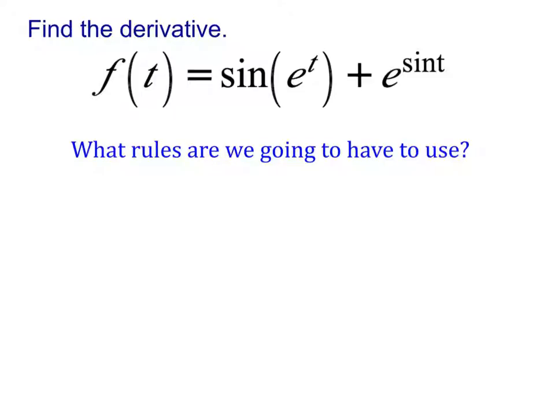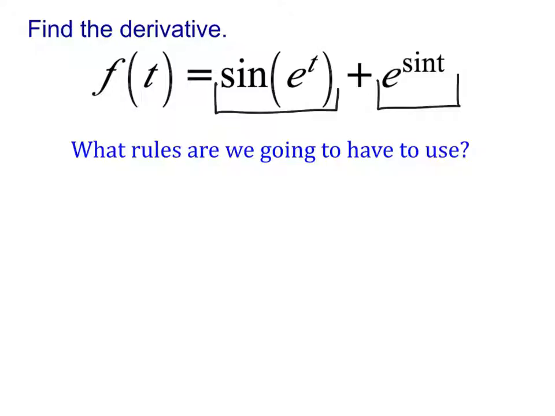All right, and so we start here by again figuring out what rules we're going to have to use. We're strategizing ahead of time. The first thing I want you to be very aware of is that with this plus in between, really we're taking two different derivatives. We're taking the derivative of that sine of e to the t, and we're taking the derivative of this e to the sine of t. Each of those is done separately, because remember, anything separated by addition or subtraction, we just take each of those derivatives separately. Makes our lives a little easier.